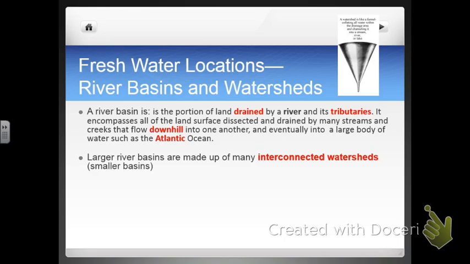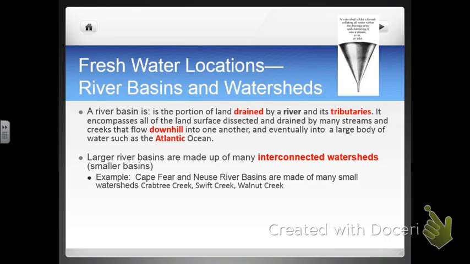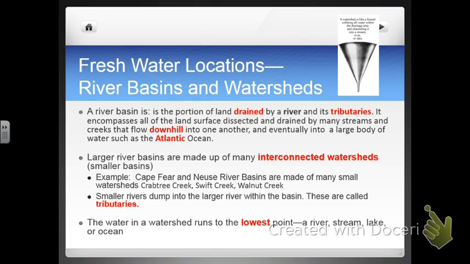So our large river basins are made of many interconnected watersheds. For example, like I gave you before, Crabtree Creek, Swift Creek, the Eno River, the Flat River. Those are all different, smaller watersheds within our larger river basin. And again, a tributary is just a smaller river or creek that dumps to the larger river. And water in a watershed is always going to the point of lowest elevation. And that's going to be your stream bed, your river bed, your lake bed, or eventually at the mouth of the river into the ocean.